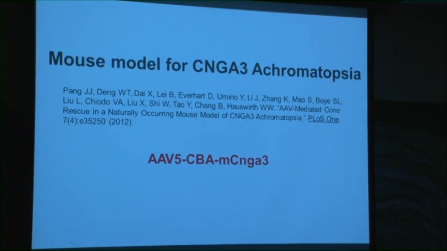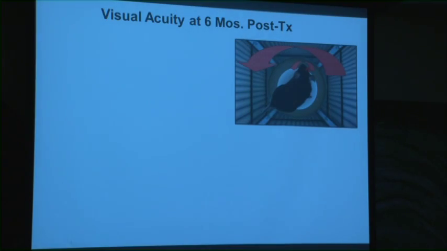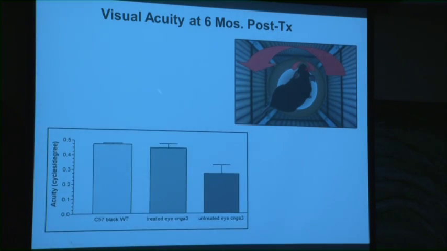Second model was for the A3 form of achromatopsia, one of the subunits of the cation channel. Again, serotype 5. We used a CBA, a general promoter here. Subsequent to this paper, we have used the PR2.1 as well, and it works just fine. And it's using the mouse CNGA3 cDNA. Again, the optokinetic apparatus, visual acuity, untreated eye, treated eye, that regains visual acuity back to basically wild type with a p-value of 0.05.